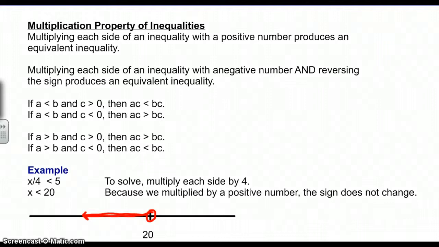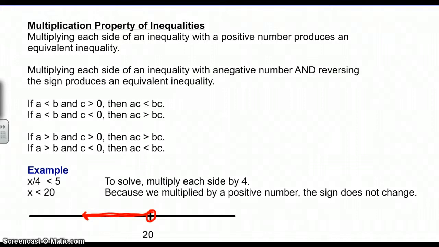This is lesson 6.2, solving inequalities using multiplication and division. First, we're going to look at the multiplication property of inequalities. What this says is that multiplying each side of an inequality with a positive number will produce an equivalent inequality.